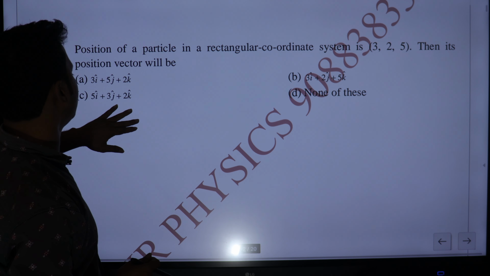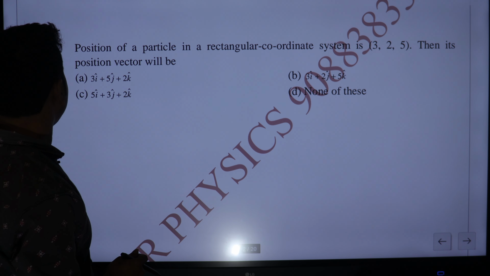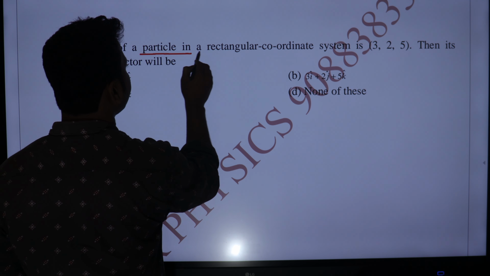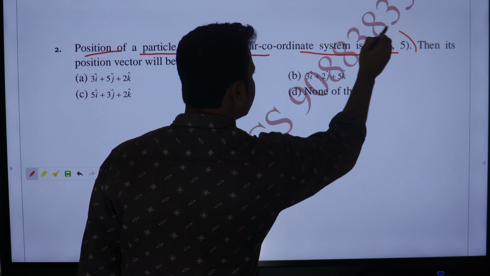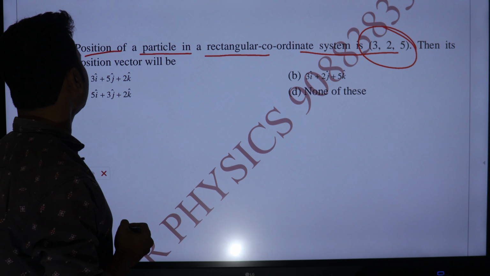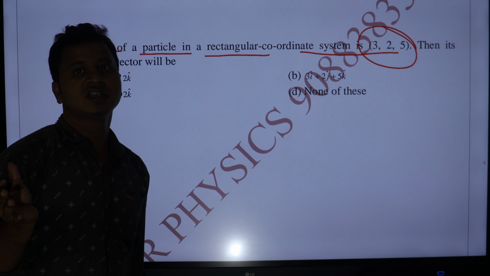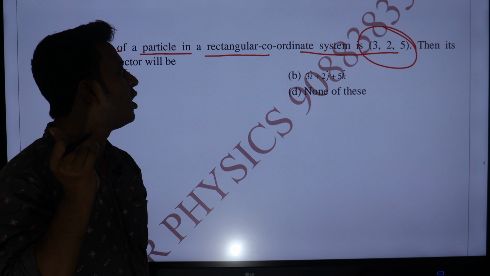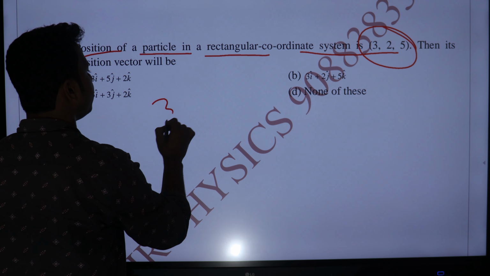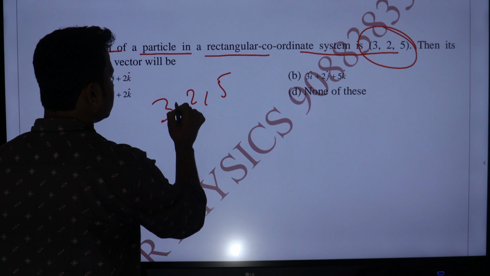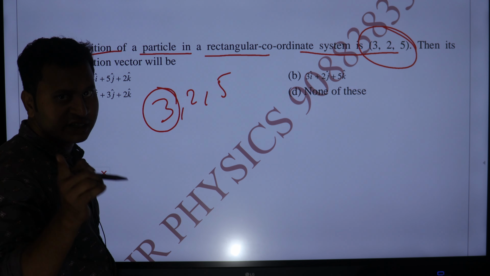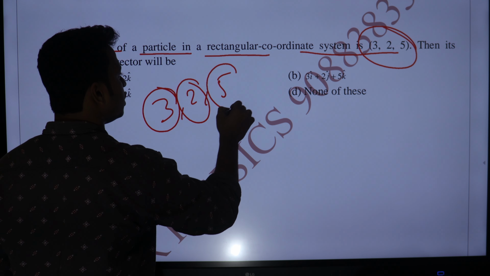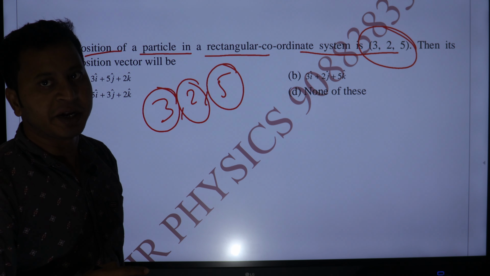Question number 2. The position of a particle in a rectangular coordinate system is given, so it is the position vector. How can I find this vector? The coordinates are given as 2, 3, 5. 3 means it will be along the x-axis, 2 along the y-axis, and 5 along the z-axis. You have to maintain the sequence.